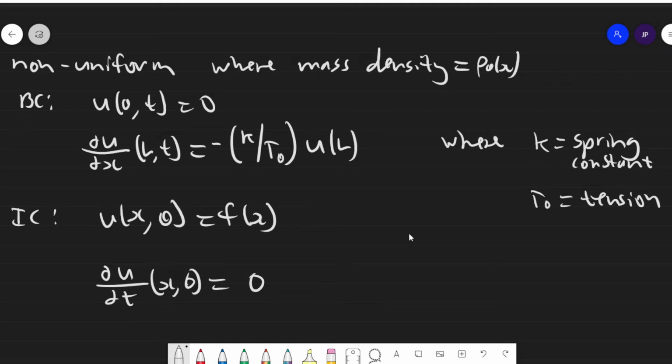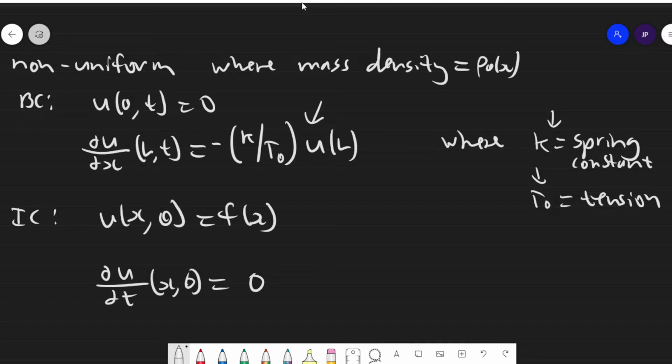Hello everyone. So today we will be looking at a vibrating string, which is a PDE, and this was the info given to us. So they gave us the mass density, those boundary conditions, the initial conditions, and also note that the K in the one boundary condition, so this one here, the K is the spring constant in Hooke's law, and then T is the tension, which is the initial tension.